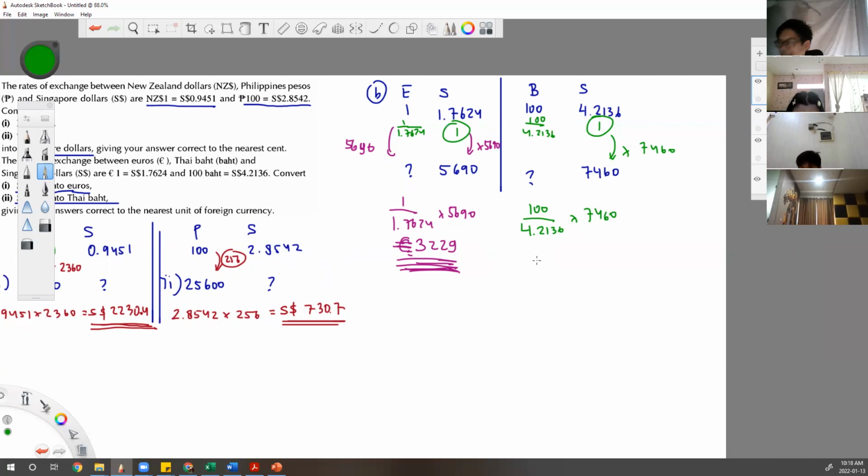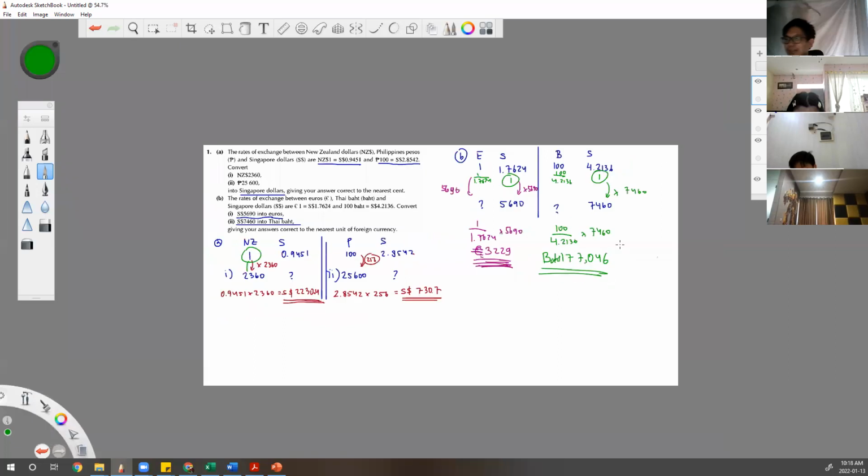Gede, men. Iyalah, baht itu nominalnya kayak rupiah gitu. Thai baht 177,046. Oke, gitu jawabannya. 177,045 baht. Okay, that's it.